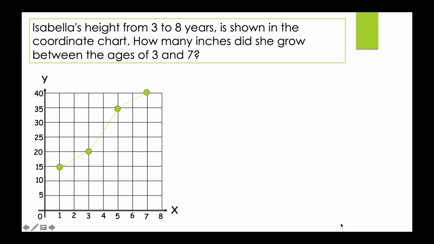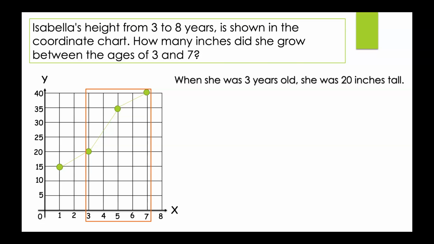Isabella's height from 3 to 8 years is shown in the coordinate chart. How many inches did she grow between the ages of 3 and 7? First, let's mark on a coordinate chart 3 to 7 years old. When she was 3, she was 20 inches tall.